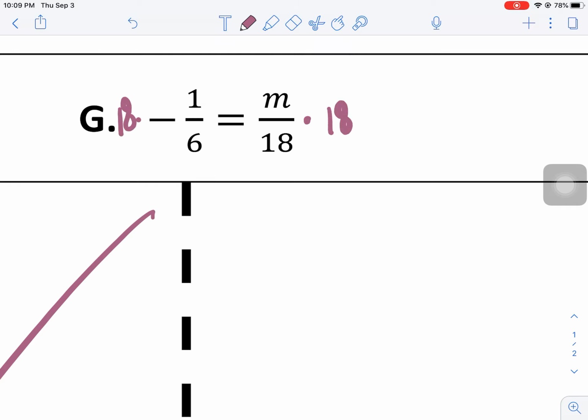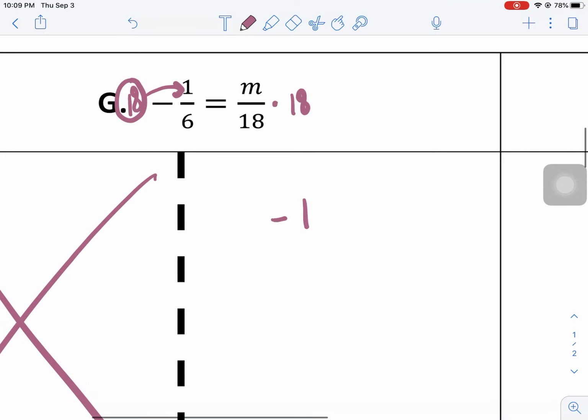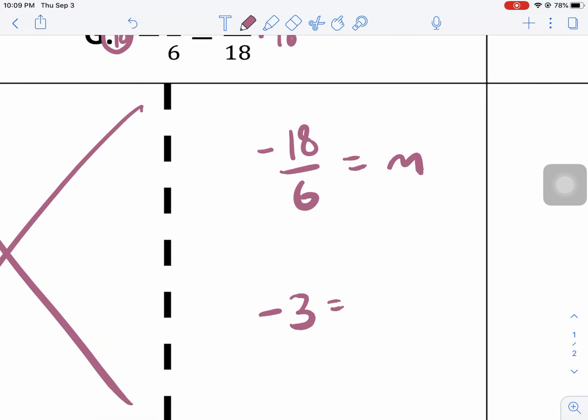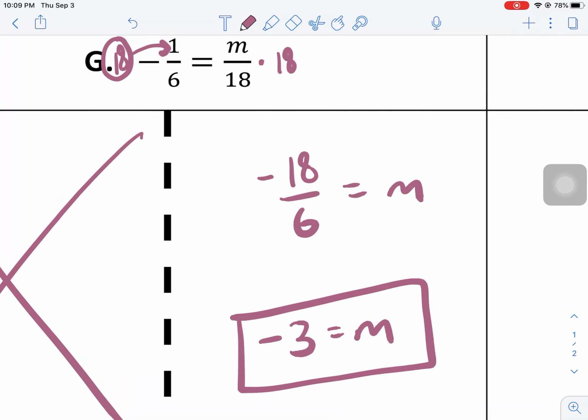And then the biggest thing is, how do we do 18 times negative 1/6? Well, this is the same as saying 18 times 1, which would give us negative 18 over 6, so that's equal to m, okay? And then 18 divided by 6, when we simplify, gives us negative 3. So then our final answer is just negative 3 is equal to m.